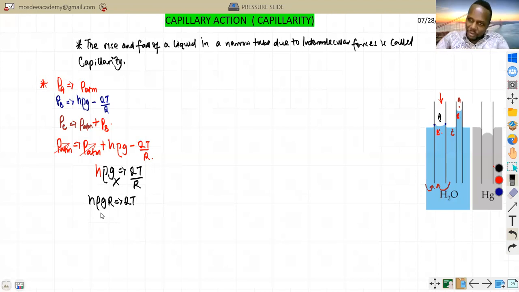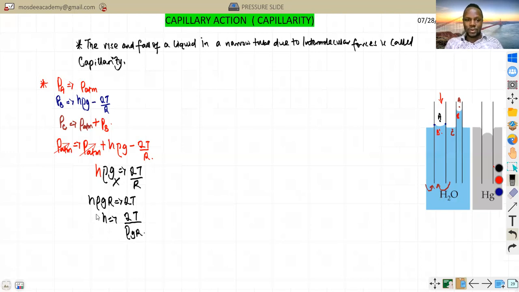You know, it was at this level before. Now it's not at this level. Now H will be equal to 2T divided by, what do we have left? We have rho G R, or G rho R. However you want to write it, just write it in a way that you understand.